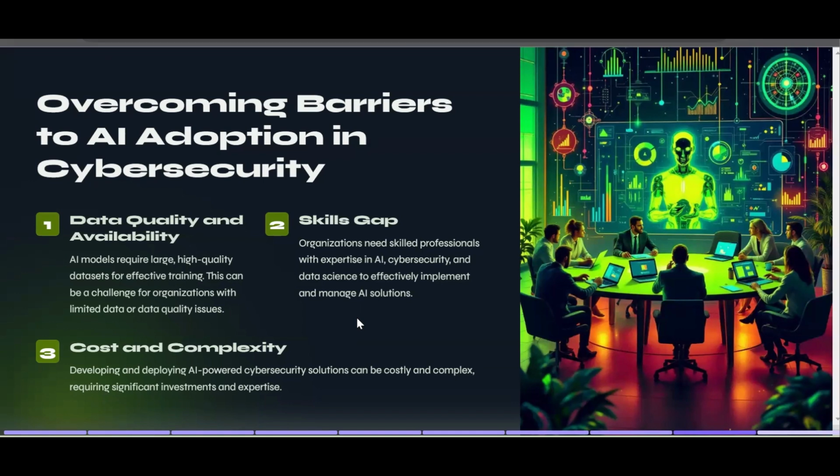The second thing is we have a skills gap. Organizations need skilled professionals with expertise in AI, cybersecurity, and data science to effectively implement and manage AI solutions. The skill gap will remain there, I can tell you. This is quite important. And for cybersecurity guys who want to enter into cybersecurity, this is a bonus, right? There will be a lot of jobs, and I always say well-paid jobs, because the skill gap is there. It will remain. And the reason why I said it will remain is the ever-evolving landscape.